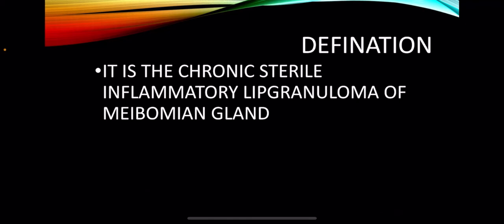These are the layers of the eyelid: the outer layer is the skin and the inward layer is the conjunctiva, and between these layers there is the tarsal plate and the subcutaneous connective tissue. So within the tarsal plate there are the Meibomian glands, which form the oily secretion for the tear film. So whenever a chronic sterile inflammatory lipogranuloma occurs, this is known as a Chalazion.